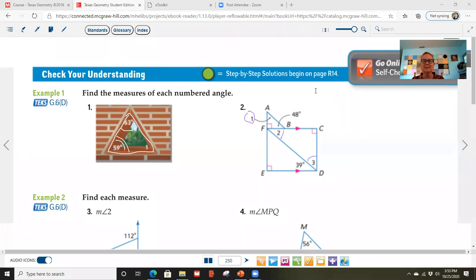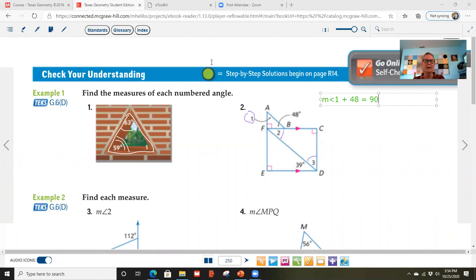So that corollary stated that the acute angles of a right triangle are complementary, which means they add up to 90. So the measure of angle 1 plus the measure of angle B, which is 48 degrees, will equal 90 degrees. So that's how you would set it up. You might not even need to write that one down because basically you're going to take 90 minus 48. So the measure of angle 1 will be 42 degrees.